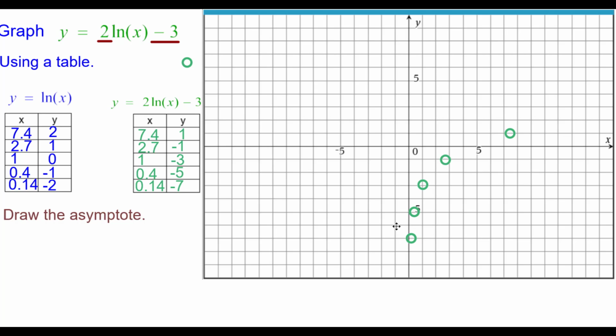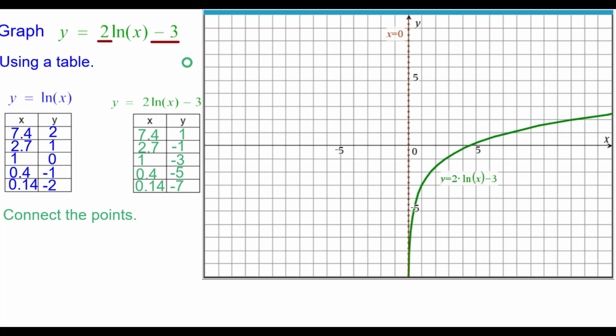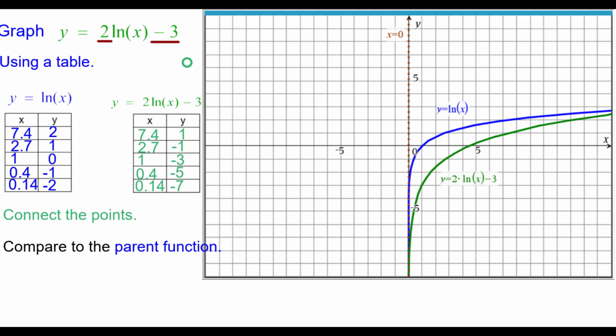We can see there's going to be an asymptote here. The curve is flattening out here along the y-axis. So we'll draw in x equals 0 as our boundary line. Connect the points, and we get that natural log looking curve, and we like to compare it to the parent function.